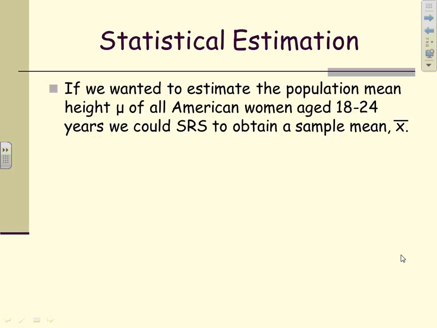Now, we also want to take a look at this idea of statistical estimation. When we're looking at these discrete random variables, as we just did, finding the mean and standard deviation isn't so bad. But if we wanted to do the same thing for the continuous random variables, we need to do a little bit more exploration. And really, we're not able at this time to find those means and standard deviations. So we'd have to estimate the population mean using some kind of sample. In this case, we're going to take an SRS to obtain the sample mean. And what is it we're actually looking for? Well, we're looking for the mean height, I should say, of all American women aged 18 to 24.